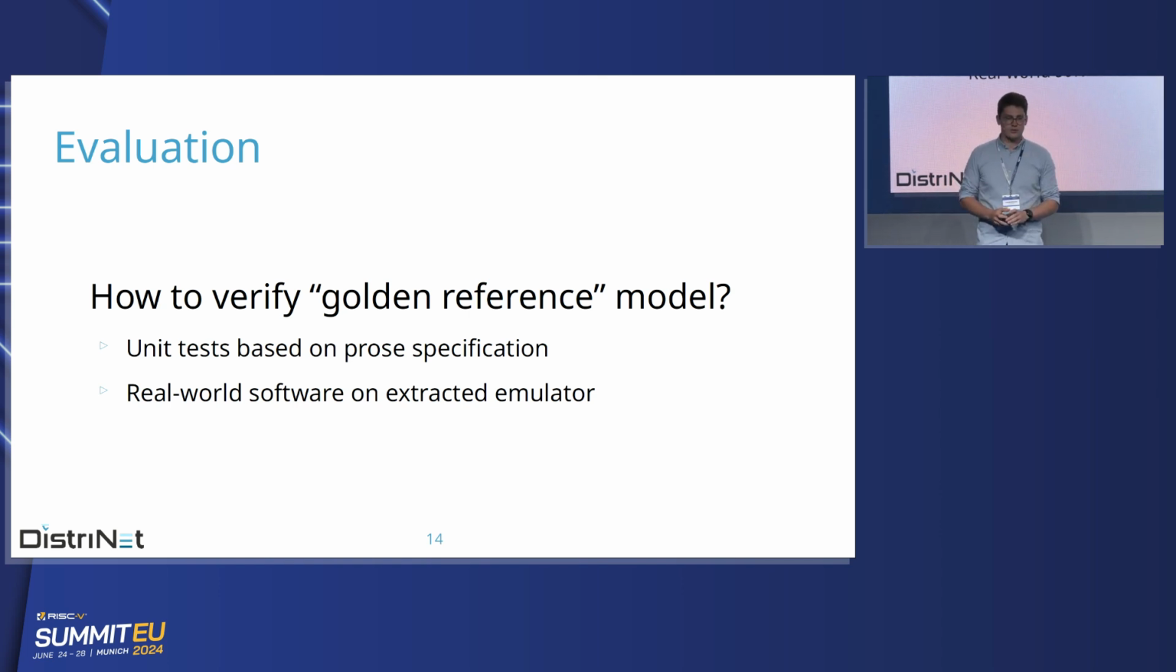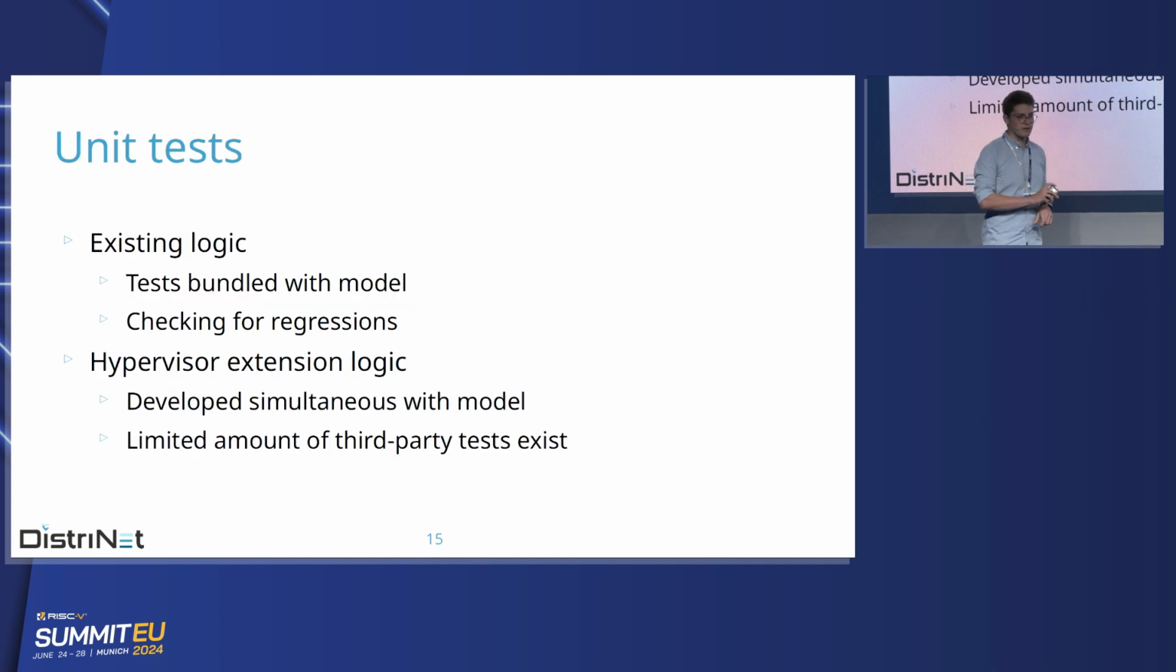We took two approaches. First, we wrote unit tests based on the English specification, and we executed a real-world hypervisor on an emulator that we extracted from the model. There are a few unit tests bundled with the model when you go to GitHub. These tests check for regressions. So of course we ran them and checked that we didn't break existing functionality.